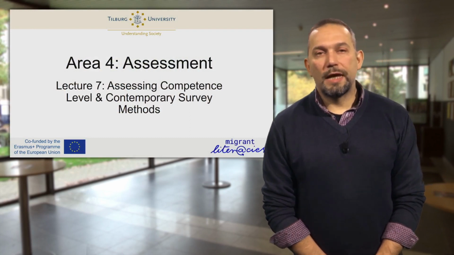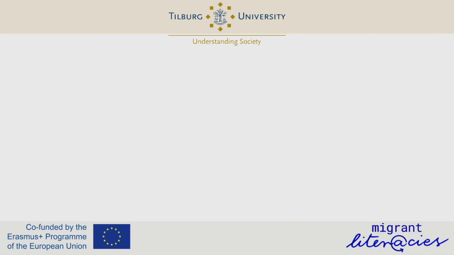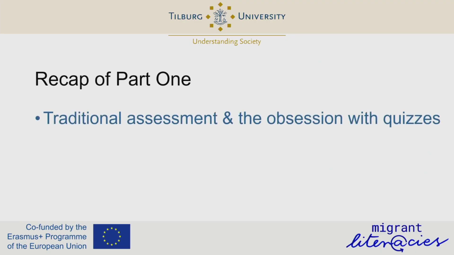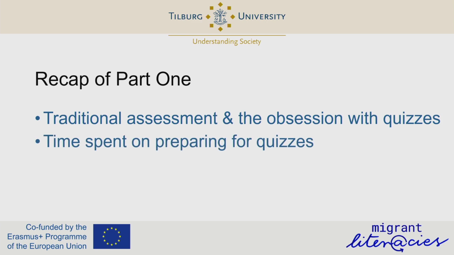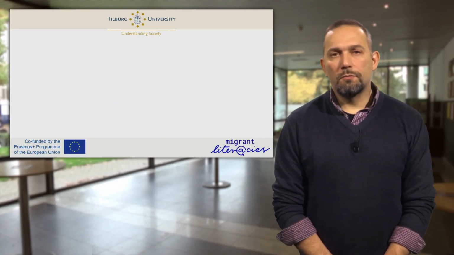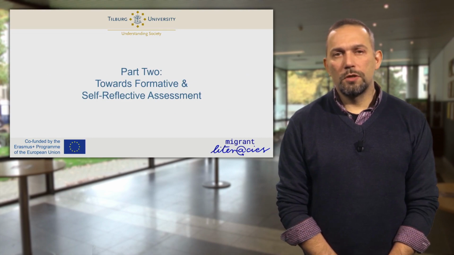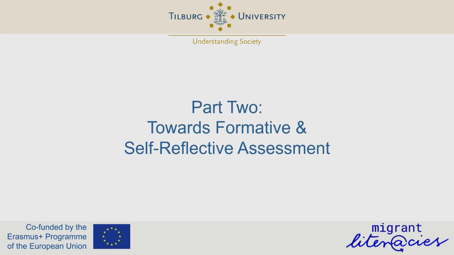First of all, let's have a recap of what we have done before in part 1. We have been dealing with traditional assessment and the obsession that the system has been developing with quizzes. Second, we have been dealing with the time spent preparing for quizzes, not just on the side of the teachers, but also on the side of the learner. Third, we have been introducing and dealing with the advantages of formative assessment. Now, from formative assessment, we will also include self-reflective assessment.